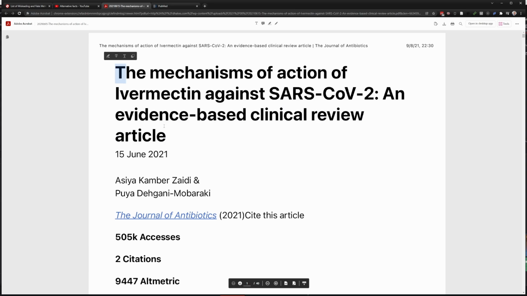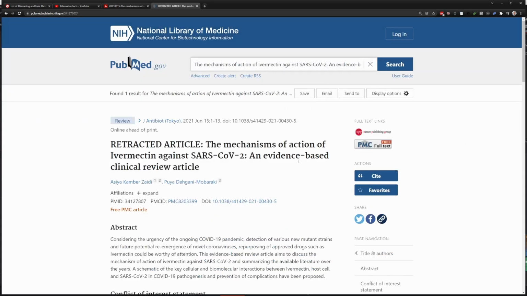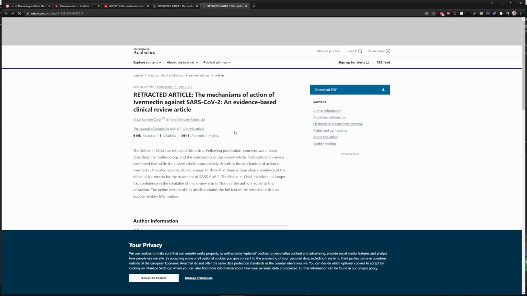Even though retracted papers are used to spread misinformation all the time, they are relatively easy to identify, because you can just check the journal itself or one of the scientific indexing services like PubMed or Scopus. They will usually mark the paper as retracted.